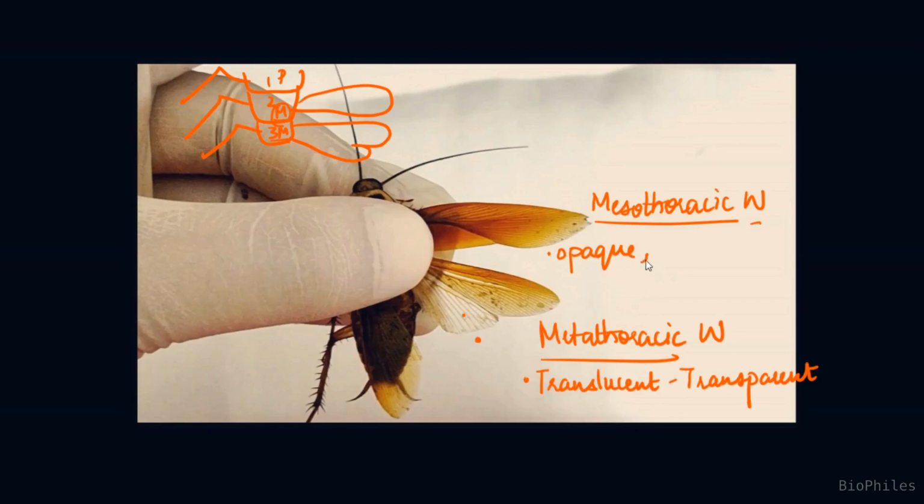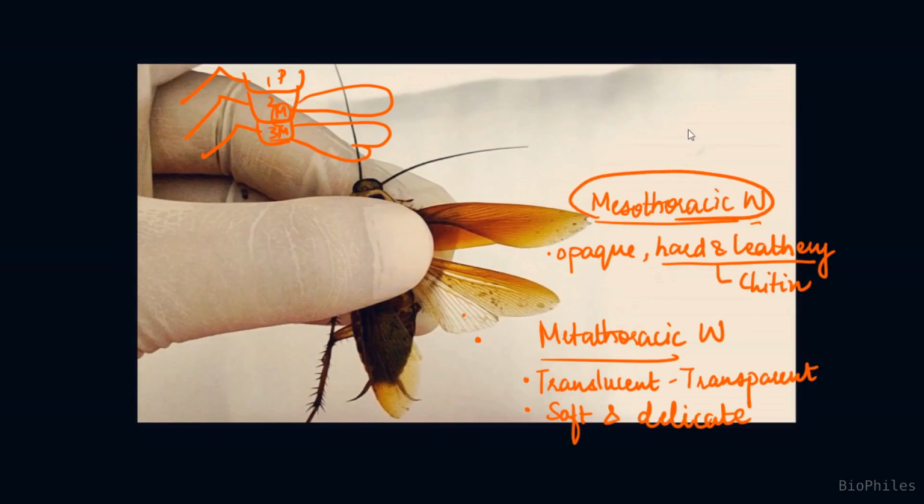Another difference that can be made out when we touch the wings is that the mesothoracic wings are hard and leathery to touch, whereas the metathoracic wings are soft and delicate to touch. Now, why are these mesothoracic wings hard and leathery to touch? Because they have more amount of chitin present in them. And because of this, the mesothoracic wings are also called tegmina.